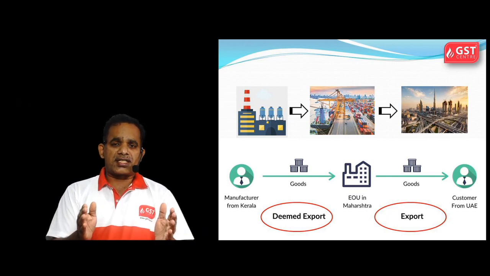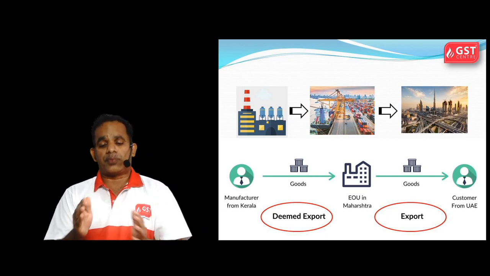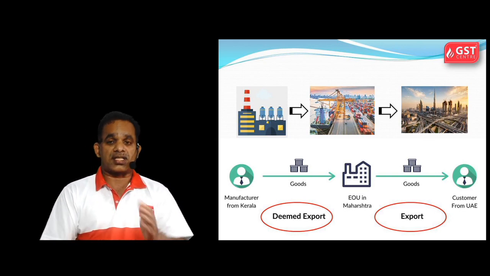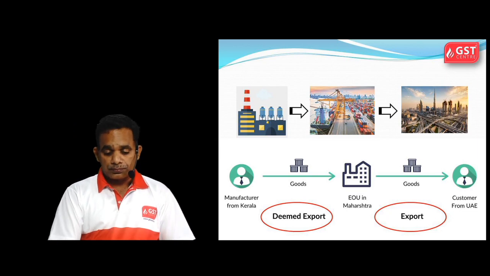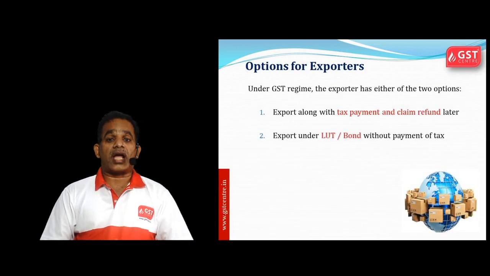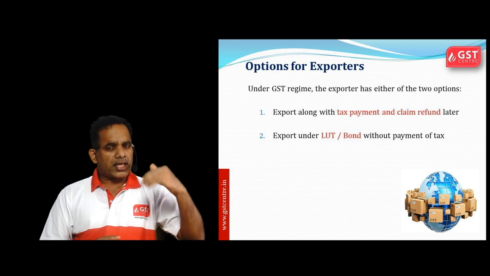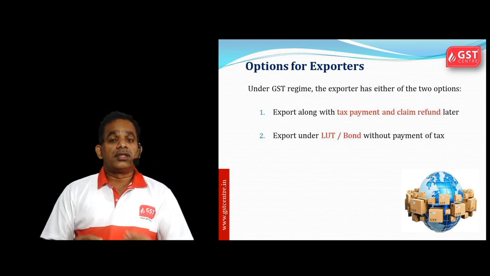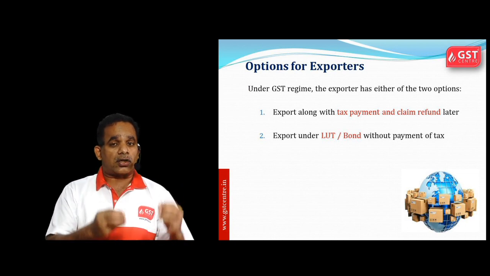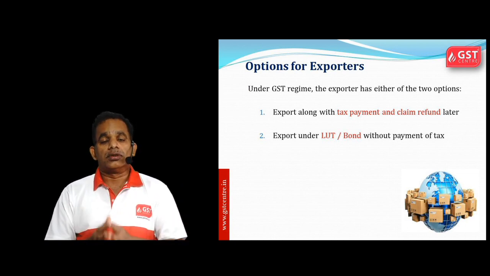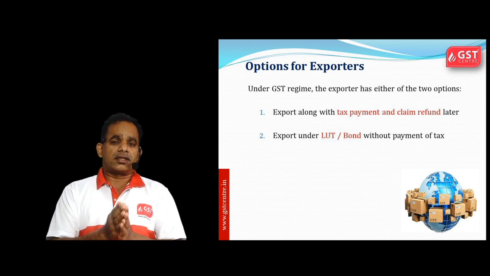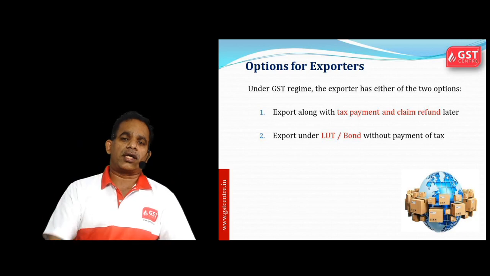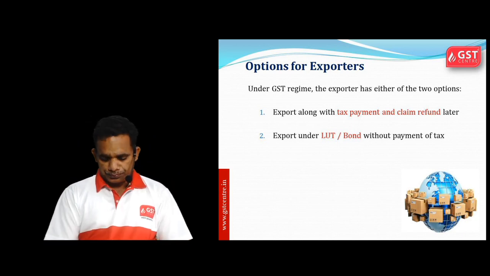So zero rated supplies include both deemed export, which is a supply to an export oriented unit, and exports, which is a supply to outside the country. So there are two options for exporters. One is they can pay the GST and get the refund of that amount, or they can file LUT, that is letter of undertaking, and bond. And in that case, they don't have to pay any GST. Without paying any amount, they can export the goods.